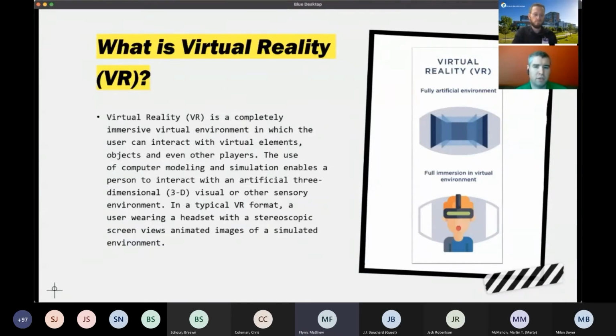The use of computer modeling and simulation enables a person to interact with an artificial three-dimensional visual or other sensory environment. And in a typical VR format, a user wearing a headset with a stereoscopic screen views animated images of a simulated environment.